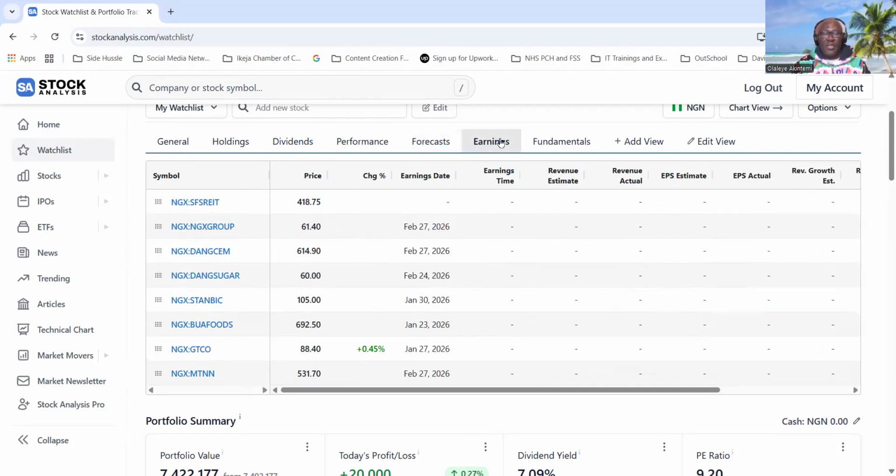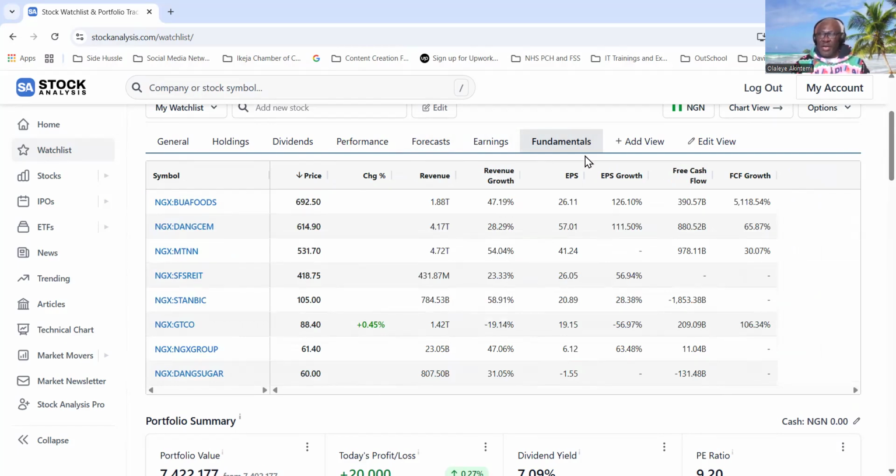So you need to play around with all this, because I cannot really show you everything or tell you everything, but you need to come and play around with this tool. Okay, if you click on fundamentals, the unit price for Boa Food is 692 naira 50 kobo.